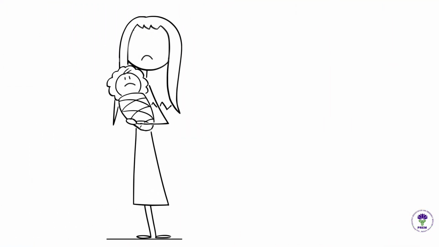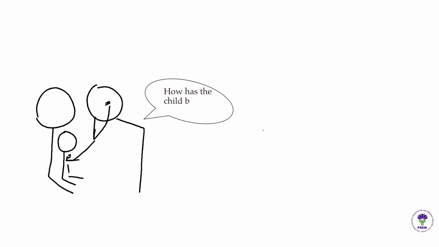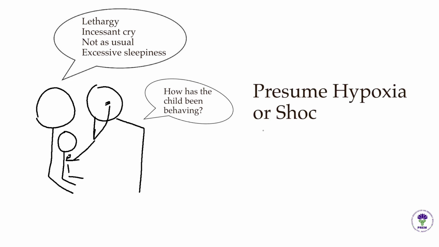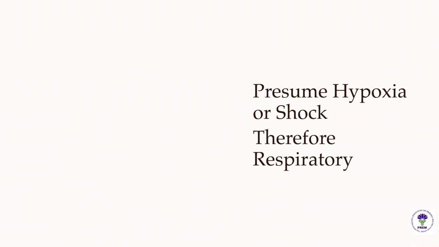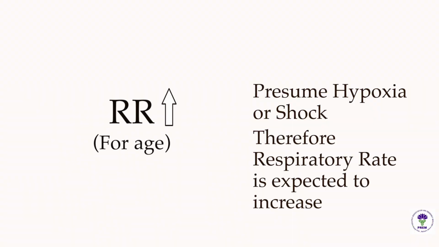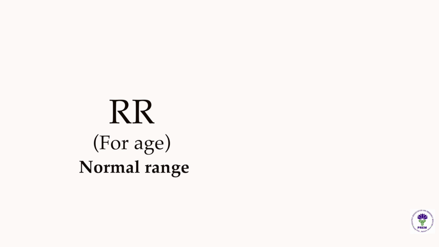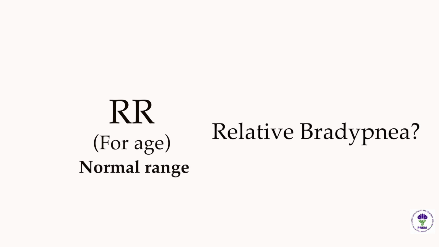When a child is brought with history of fever, diarrhea, or breathlessness, if the mother reports that her child has developed lethargy or incessant cry or is not as usual or excessive sleepiness, that is the line history, we presume that the child has become either hypoxic or shocked, and we expect the respiratory rate to have increased for that age, which means the child has tachypnea. But the respiratory rate is now falling to the normal range and therefore is likely to be relative bradypnea.